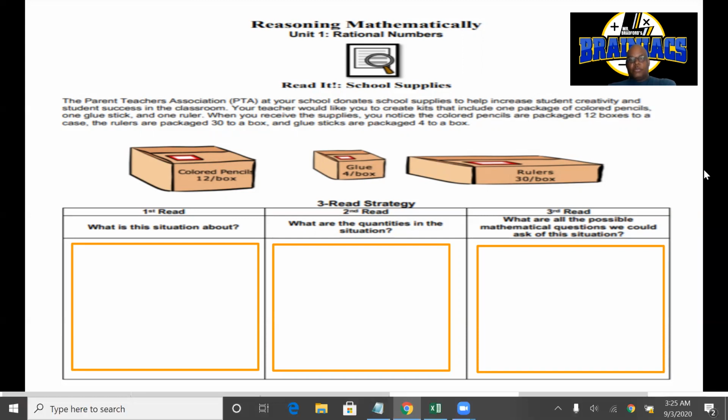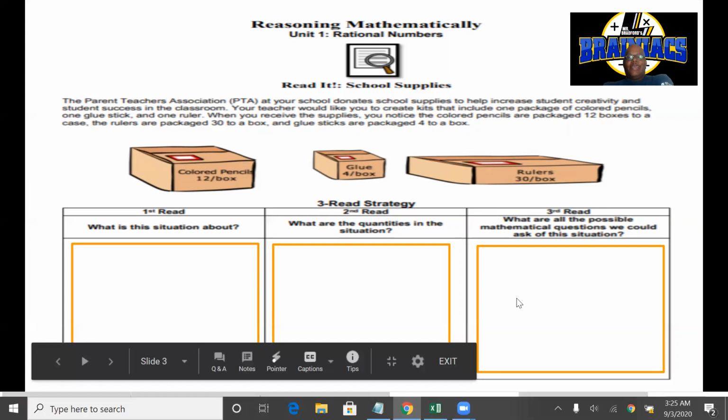Color pencils come 12 boxes per case. The glue sticks come 4 per box. The rulers come 30 per box. Those are your quantities. So what are the situations? I mean, what are the possible questions? Possible questions could be what?